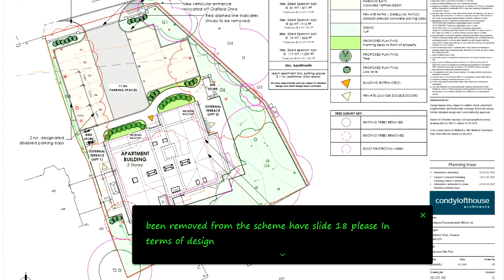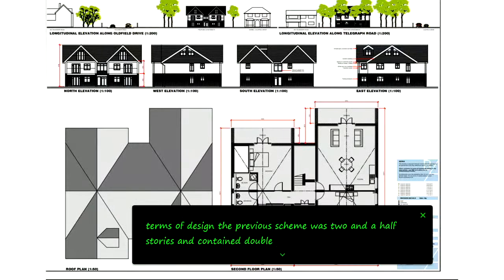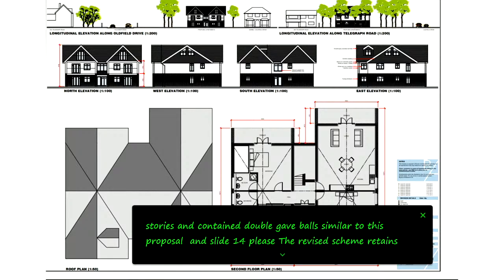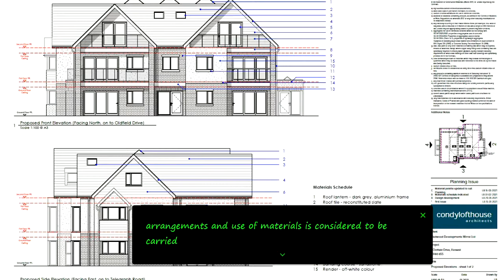Could I have slide 18, please? In terms of design, the previous scheme was 2.5 storeys and contained double gables similar to this proposal. And have slide 14, please. The revised scheme retains the double gable and general arrangement. The window arrangements and use of materials is considered to be characteristic of the earlier properties along Oldfield Drive. Could I have slide 16, please?